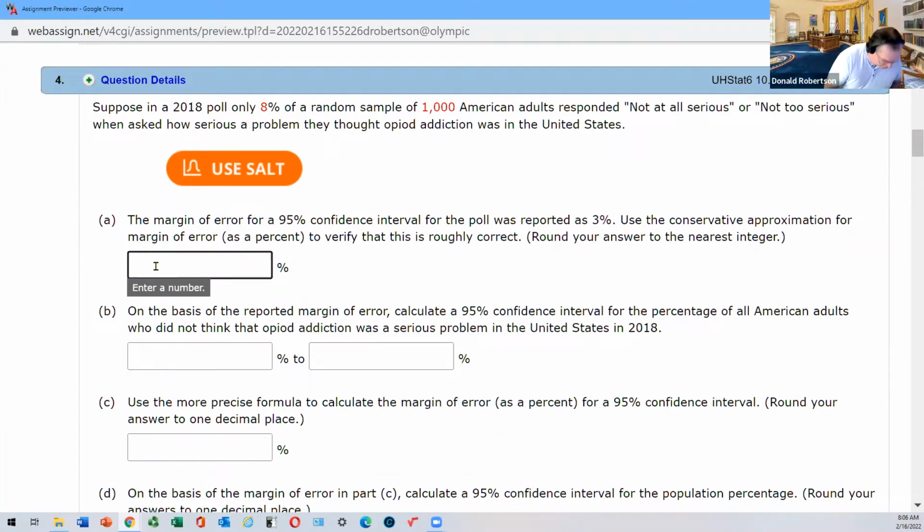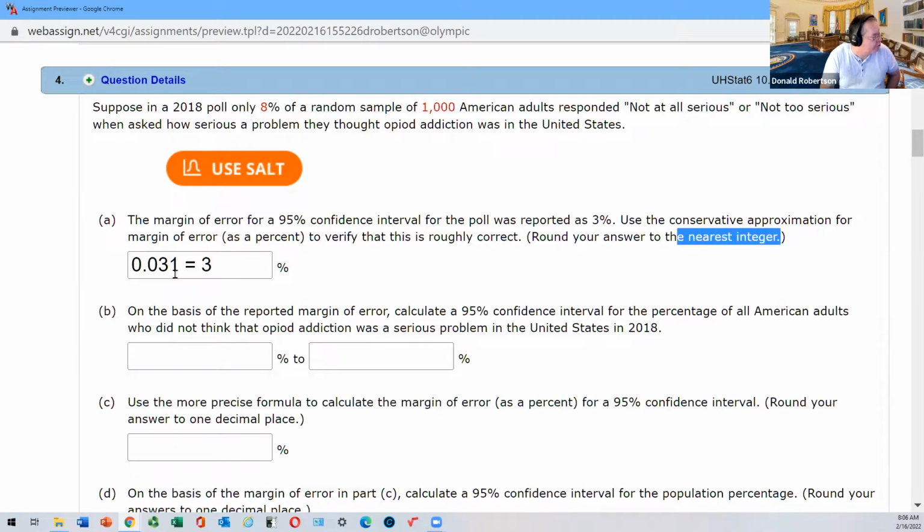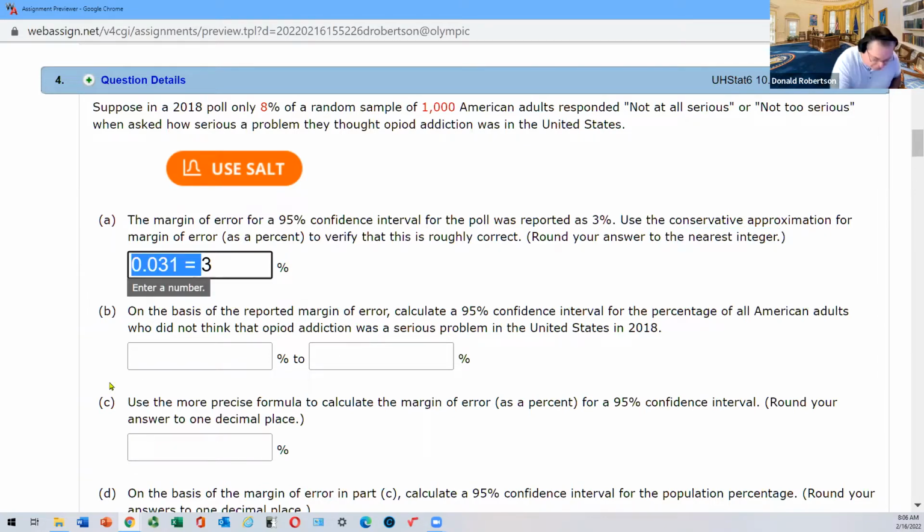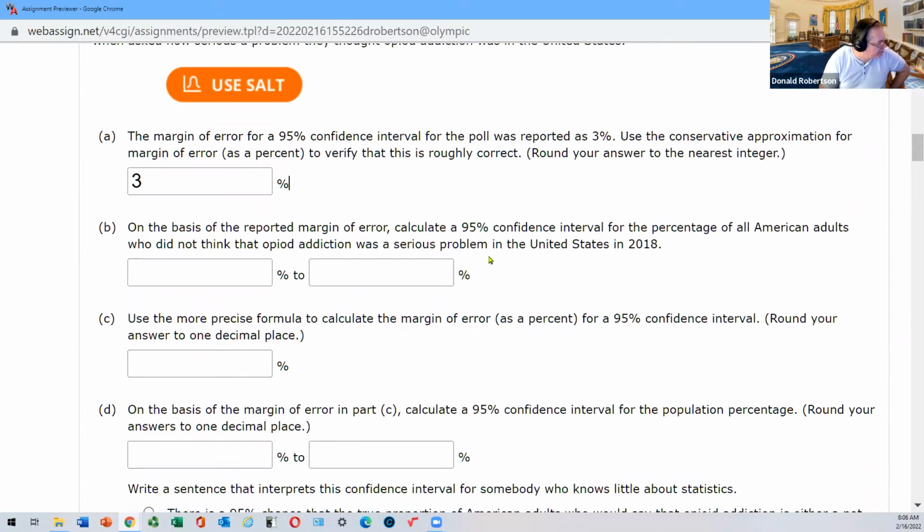It is. So you go 1, and I'm just doing this off screen, the square root of, and in this case, the sample size was 1,000. And the number I'm looking at is 0.031, which as a percentage is about 3% to the nearest whole number, integer. So it's a very quick check, right? So if you were doing it by hand, 3% seems reasonable.